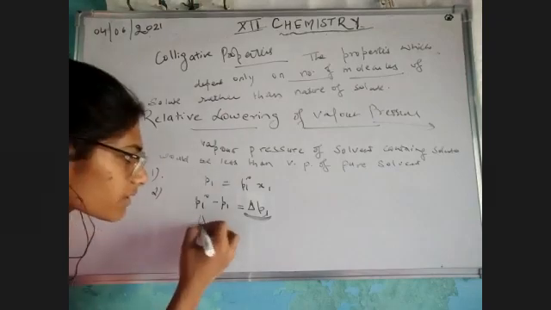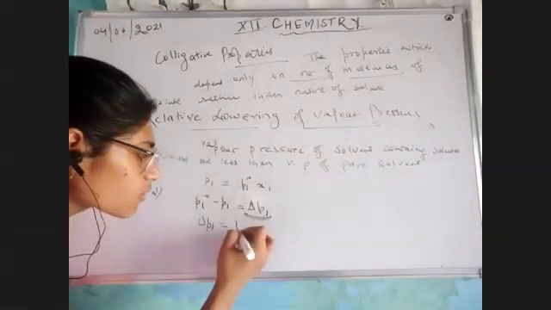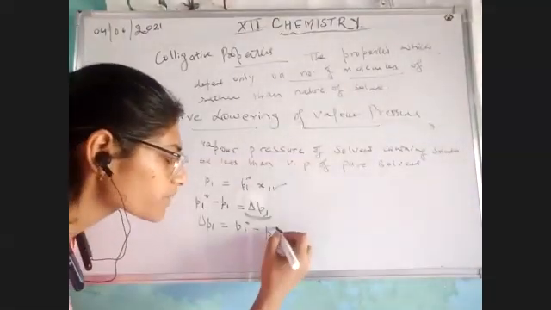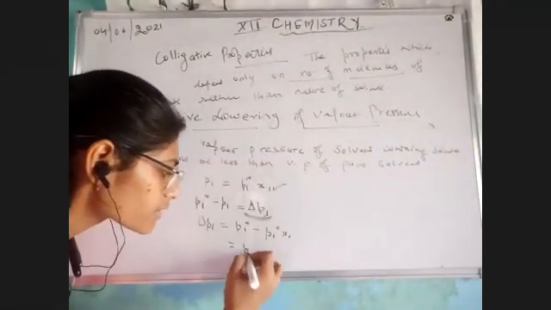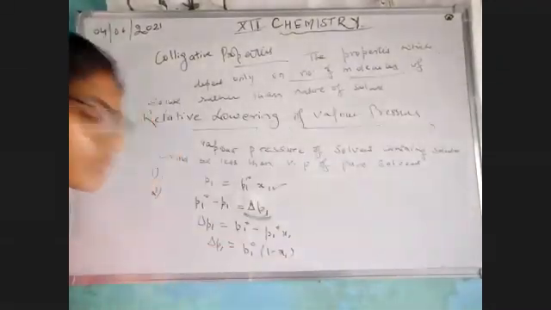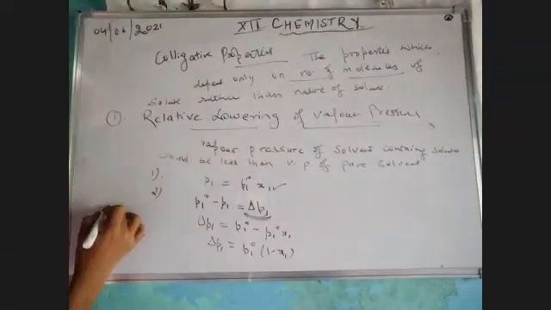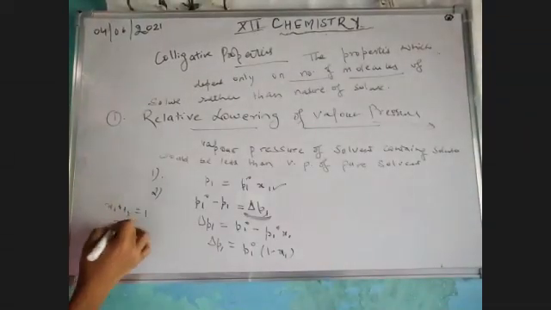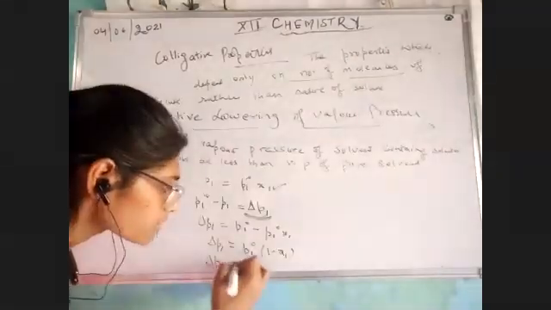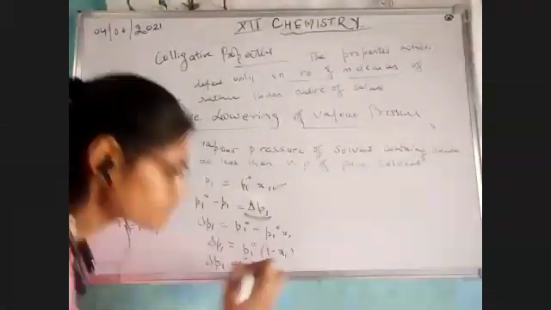Delta P1 equals P1 naught minus P1, as we have understood that P1 is equal to P1 of X1. We would take this one, and that's all. Moreover, X1 plus X2 equals 1, so X2 equals 1 minus X1. So delta P1 equals P1 naught X2.